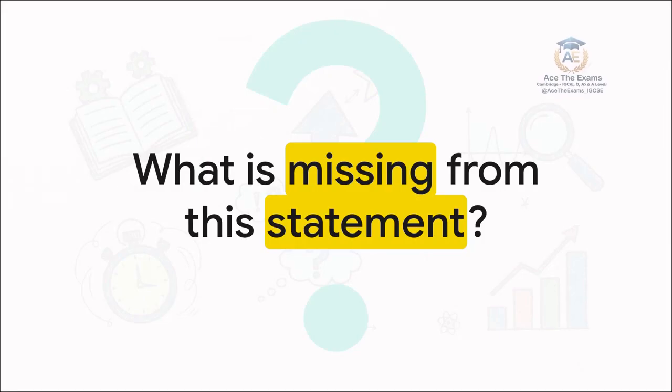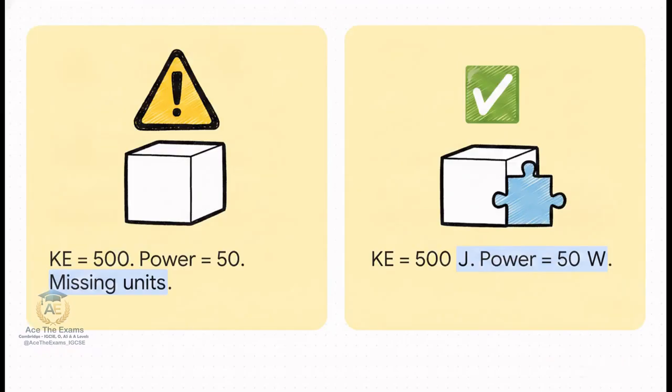All right, time to put you in the hot seat for a spot the error challenge. The kinetic energy is 500. The power transferred is 50. Pause for a second and predict exactly what is wrong with this statement. What critical exam rules are being broken right in front of your eyes? Use the framework we just talked about. What's missing? Did you spot it?